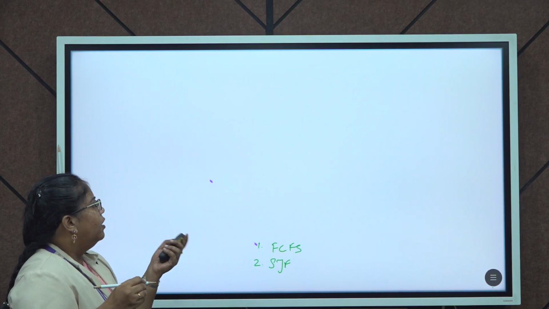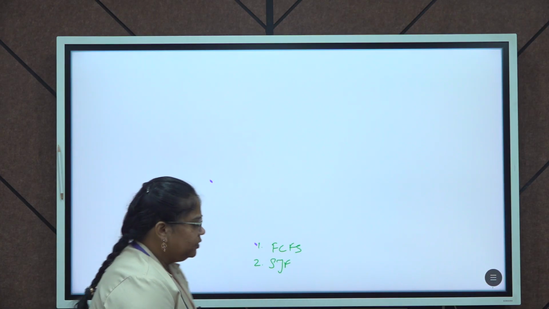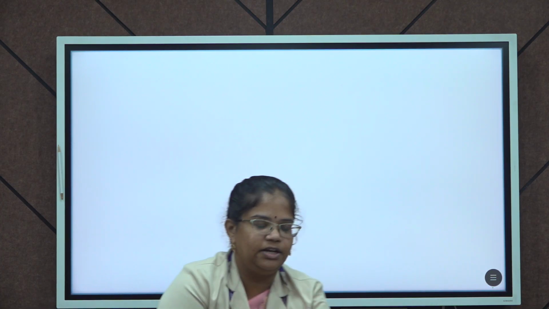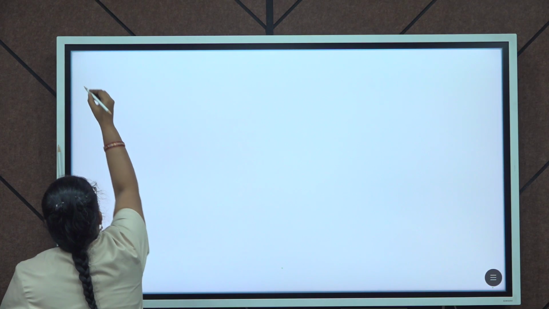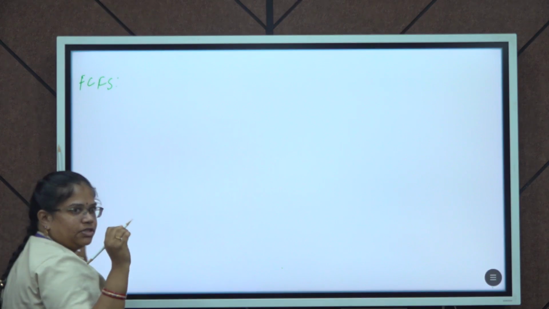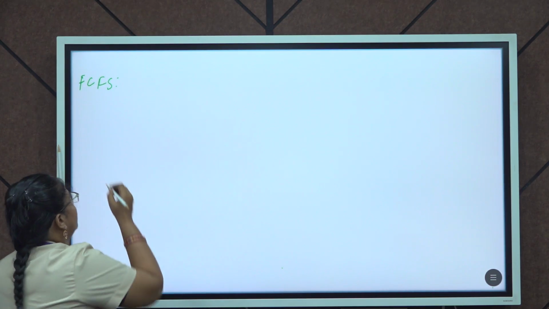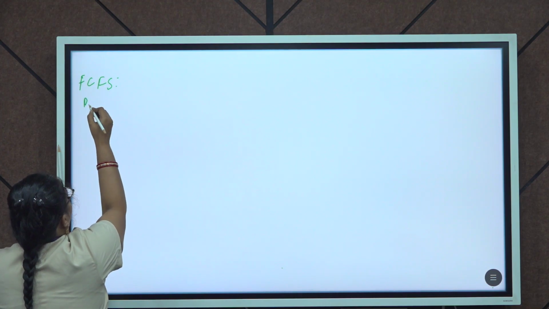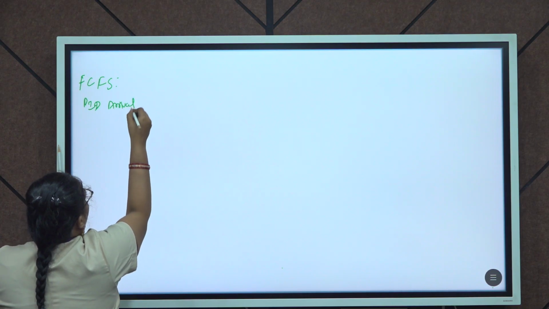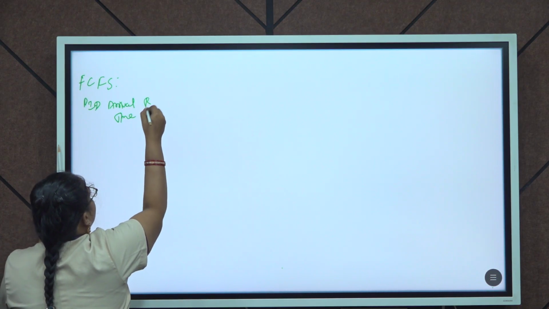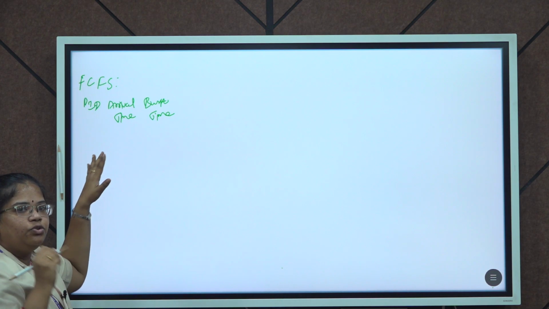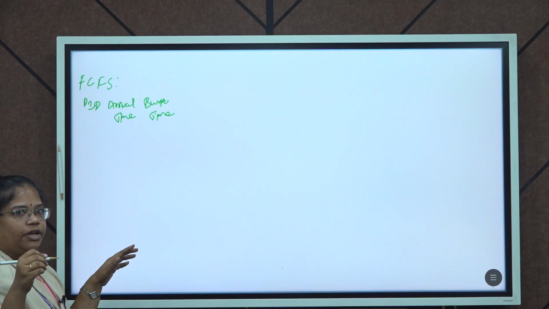Now we are going to see a sum on the FCFS scheduling algorithm. First one is FCFS, first come first serve sum. So with the arrival time: this is a sum with process ID, the next one arrival time, then the next one burst time. The sum is to calculate average waiting time and turnaround time.